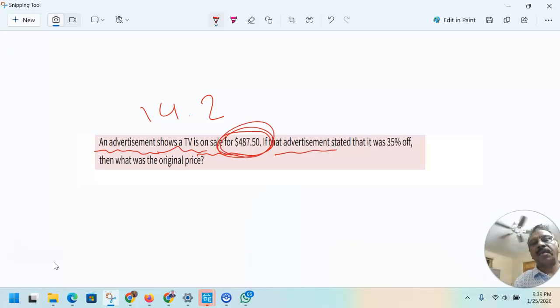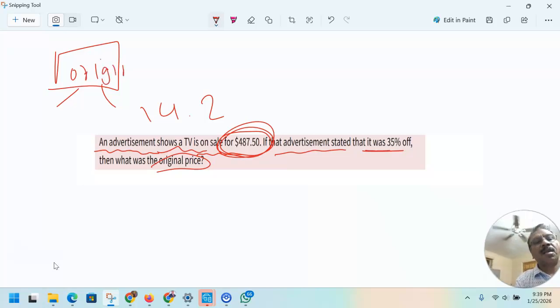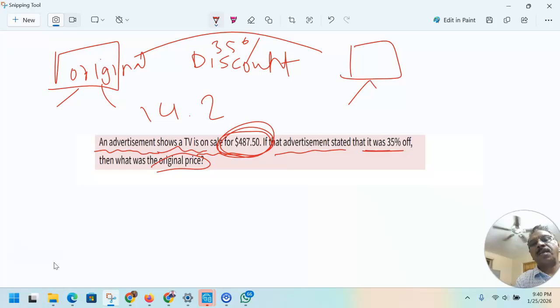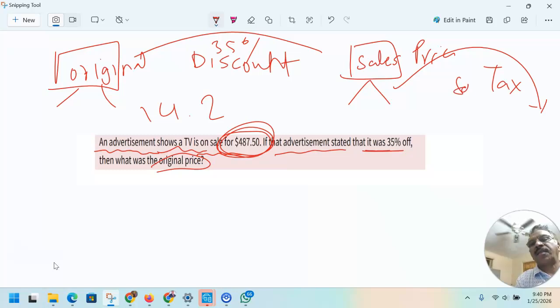If that advertising stated that it was 35% of the original, here is what is happening. This is a TV. This TV has an original price, and then there is the discount. So you have a discount of 35% of that. This TV now will be the sales price. And after that, maybe there will be tax. So this sales tax, that's a different story.